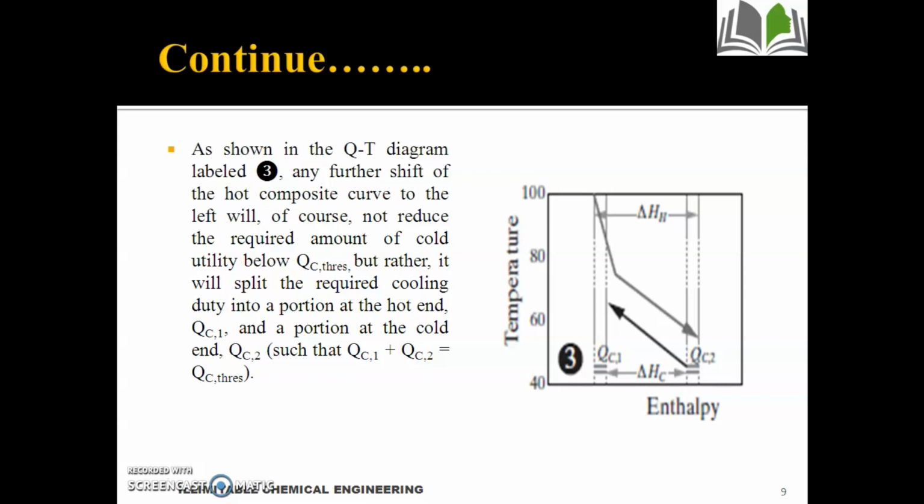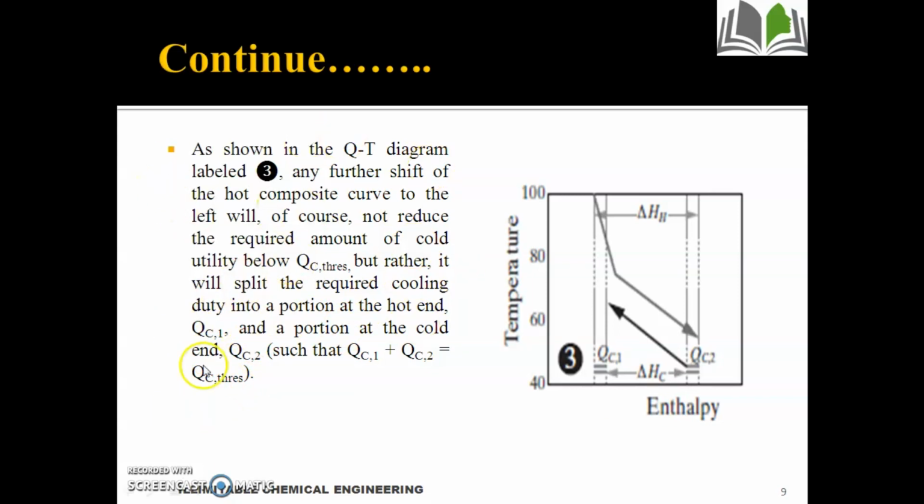It will split the required cooling duty into the portion at the hot end. Means it will split this duty into two duties, QC1 and QC2. So a portion is required at the hot end of the hot curve, and one portion is required at the cold end. Means the total amount of duty required is QC1 plus QC2, right?